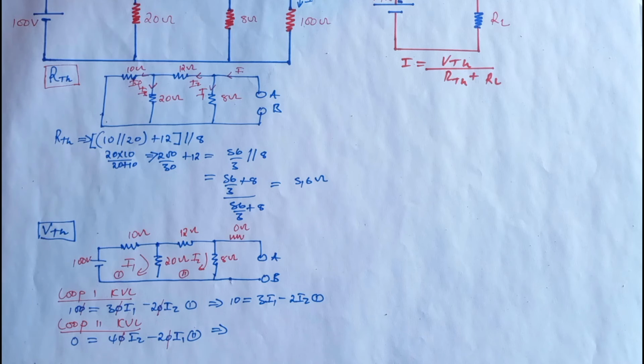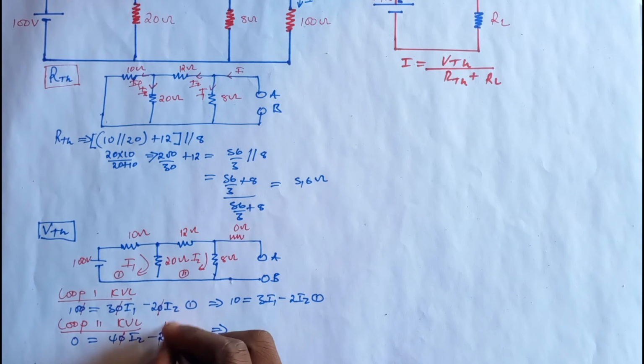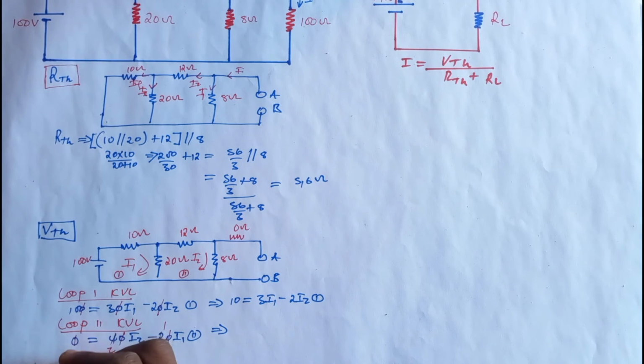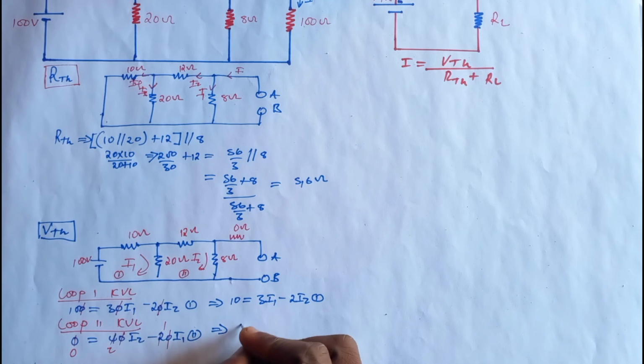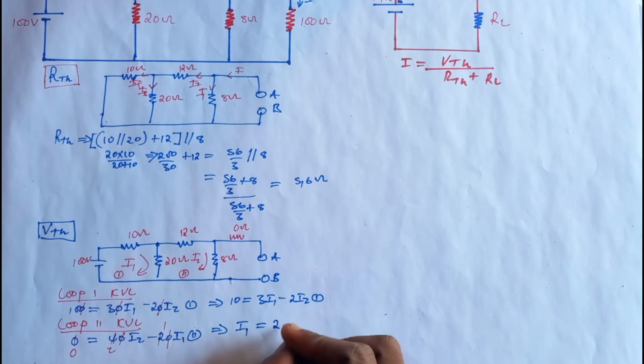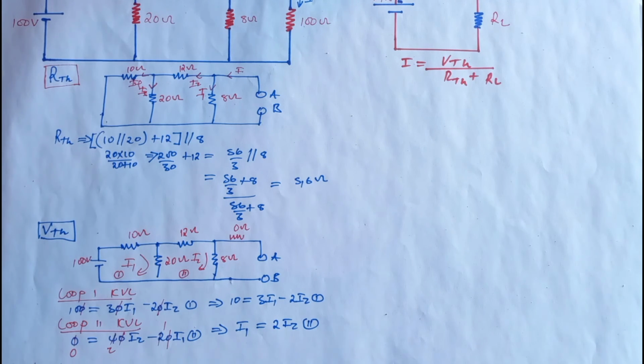Okay, and if we make I1 the subject of the formula, I think we can divide this equation by 2. If we divide this equation by 2, we're going to have 1 here, 2 here, and 0 here. So the new equation is I1 is equal to 2I2. That is equation number 2. I think these are the simultaneous equations that we can obtain.